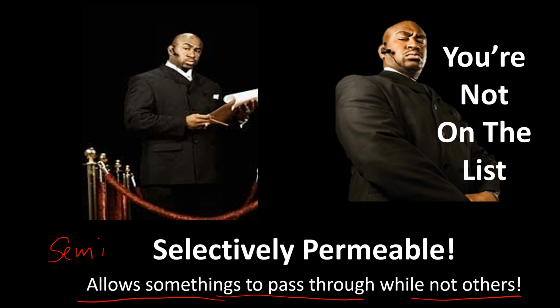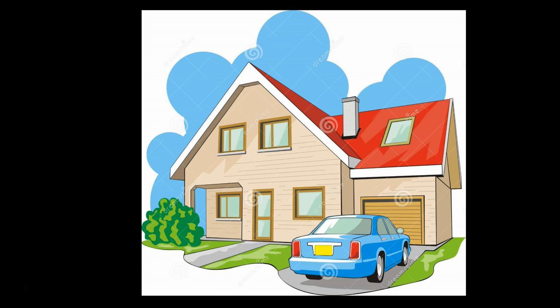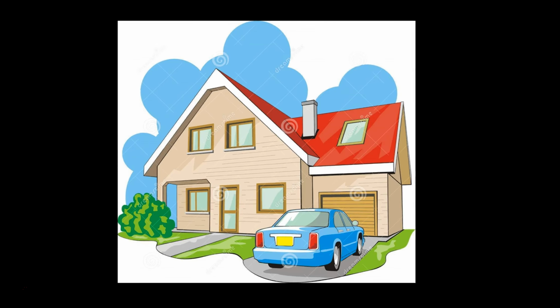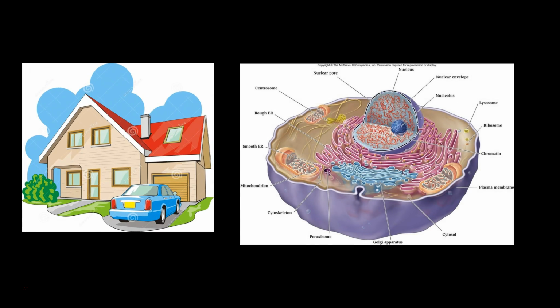Semi-permeable and selectively permeable. Here's another analogy. Let's say you're in your house and a total random stranger knocks on your front door. And you look out your window, are you going to let that person in? Well, if it's a total stranger, I hope not. But if it's your best friend, then yeah, you would let that person in. So you would be selectively permeable for your house. You would be allowing some people to enter while not others. Okay, and that's the same thing that the membrane does of your cell, this outer layer.